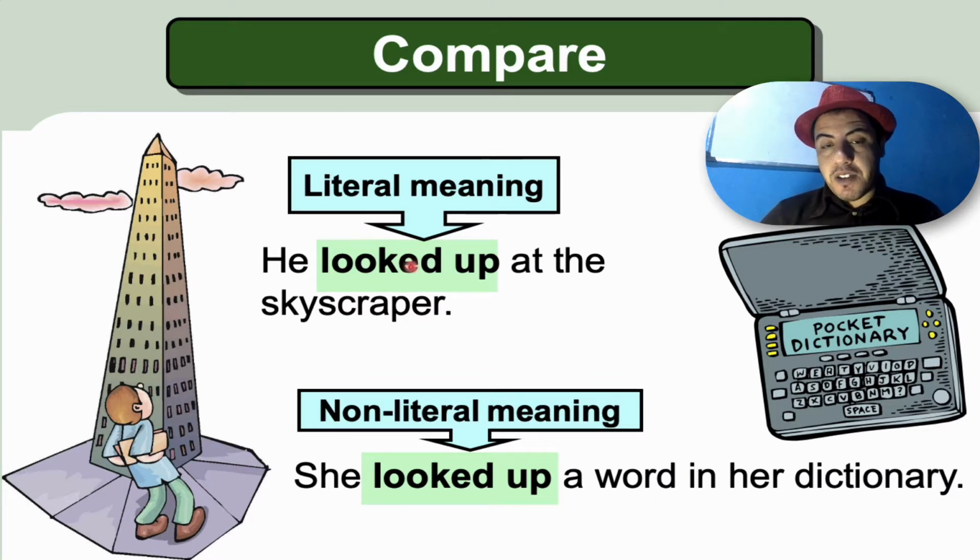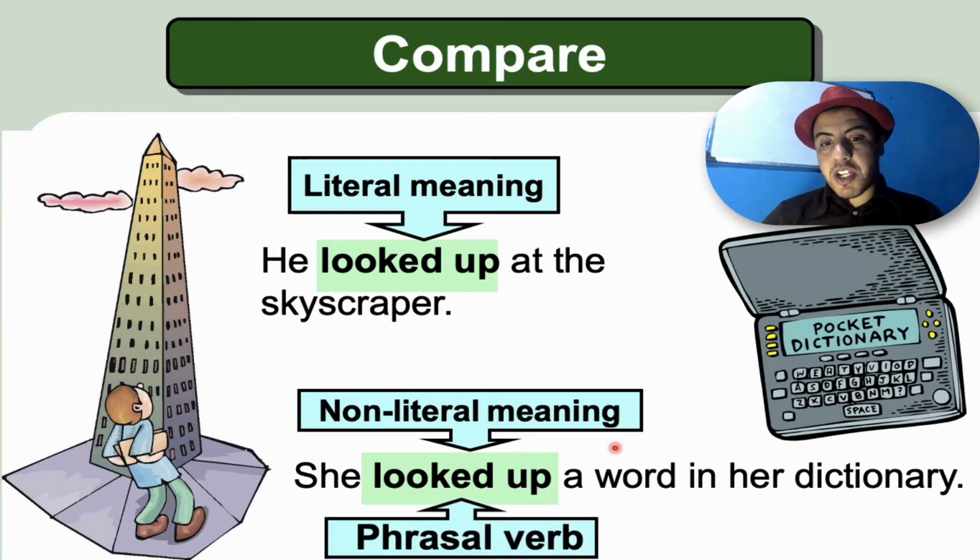But for the first one, if you know what look means, you know what up means, you will understand what look up means because it is a literal meaning, right? But for the second one, we don't know what it means, even though we know what look is and what up is, right? Okay, so this is what we call in English a phrasal verb. Right? So for phrasal verbs we have literal meaning.